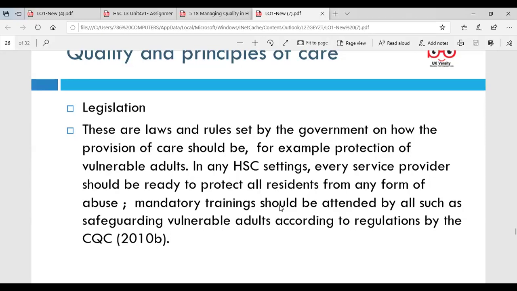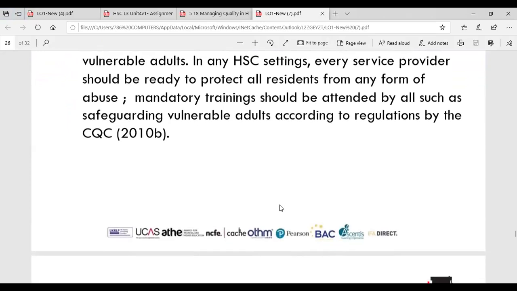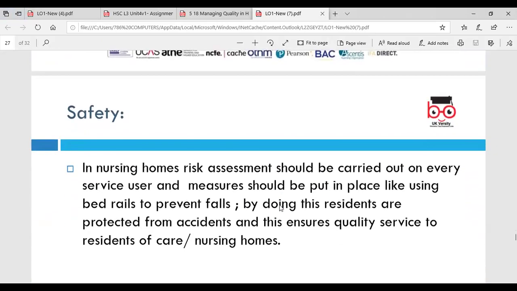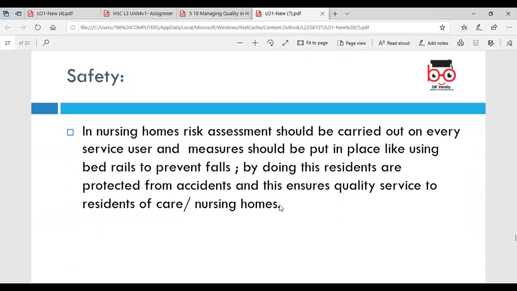This is according to the regulations of CQC. We'll talk in detail about it. Safety should be there. So obviously, we talked about safety, one of the key elements. Risk assessment should be carried out.